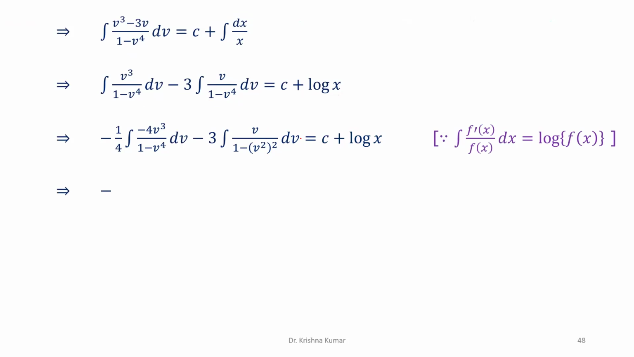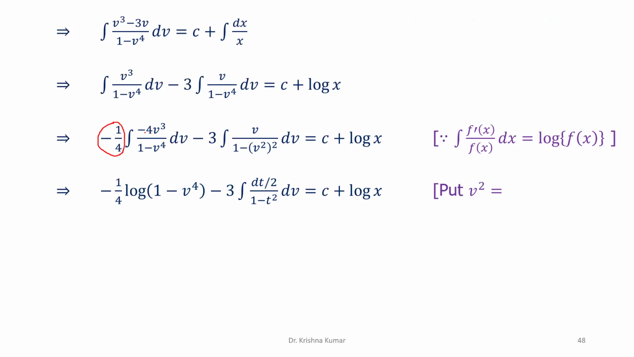Now, minus 1 by 4 is the first part. Then, what is the integration of this part? Since minus 4 v cube dv is the derivative of 1 minus v to the power 4, the integration of f dash x upon f of x is given by log of f of x. So this is log of 1 minus v to the power 4, minus 3.